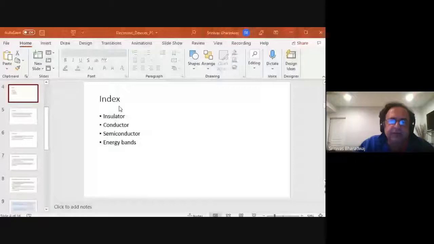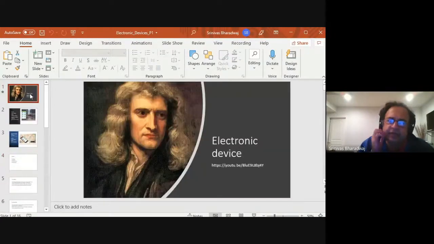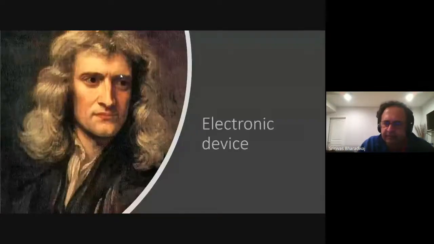Let me also bring up that set of slides. We will be going over insulators, conductors, etc. And then we will introduce this new thing called the semiconductors. Okay, so while we are there, let me introduce to you our two apps.